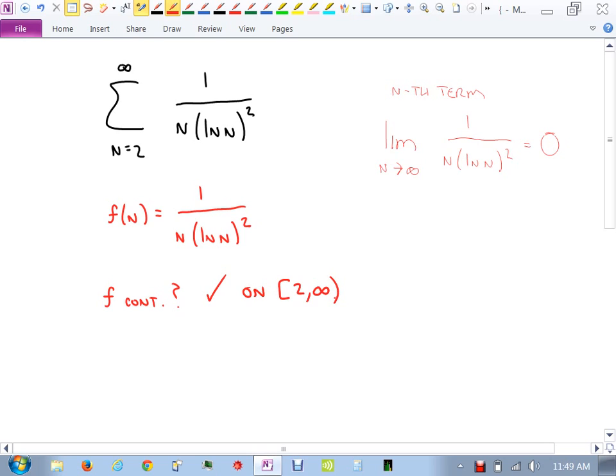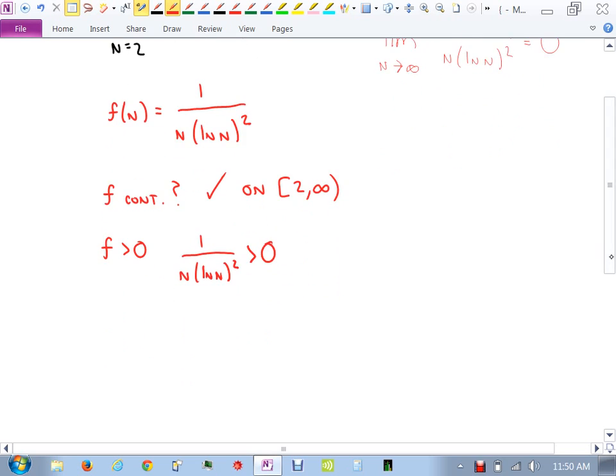Next thing. How about, is it positive? Is the function positive? Yeah, because 1 over n, natural log n squared, is that greater than 0? Yes, because n is always positive. We're already saying n's going to be 2 and on. So that's positive. Natural log of a positive number is positive. Squared is positive. So this is all positive on the bottom. 1 over a positive number is positive. So that's good. So we have positive.